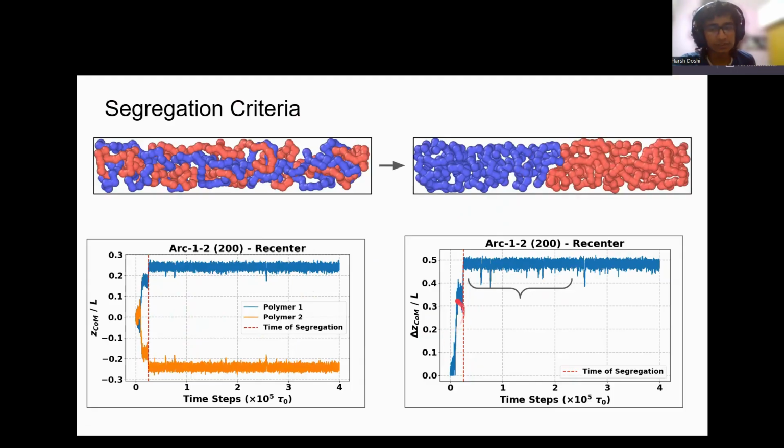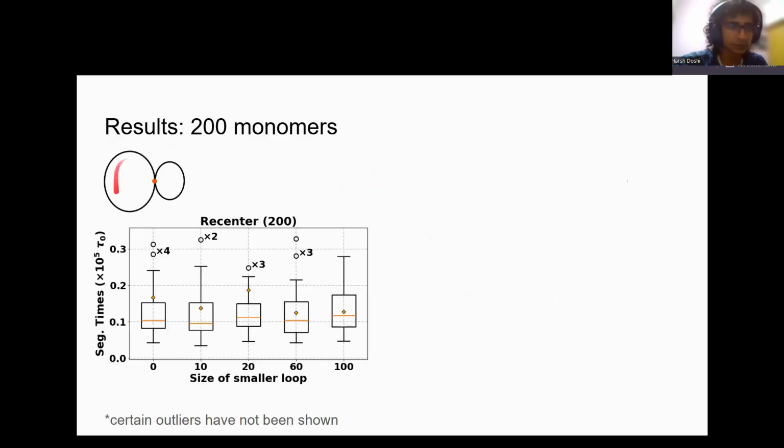The same information is shown in this graph, just that I've taken the absolute difference between these two coordinates. So again, it starts at 0, which corresponds to the mixed state, and achieves some maximum separation eventually. When it first achieves this maximum separation and stays there for some time, is when I call my system segregated. And this red line is what is indicated as the time of segregation. Remember, we get 50 independent segregation times from the 50 independent runs for each topology, which we then use to compare across various topologies. So here is one such comparison.